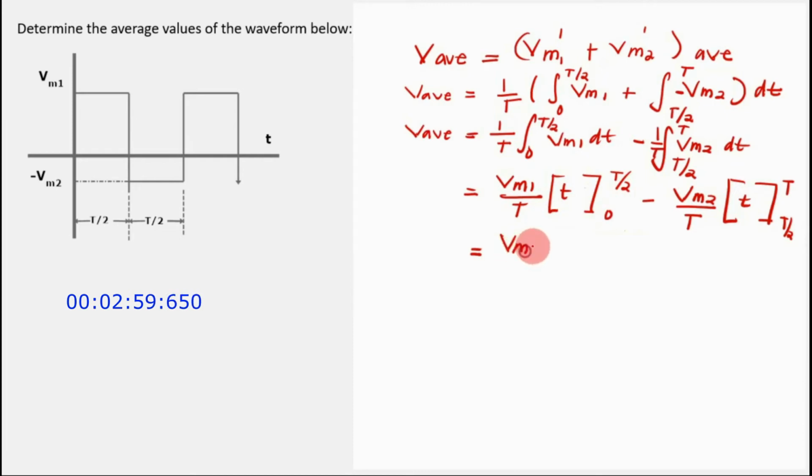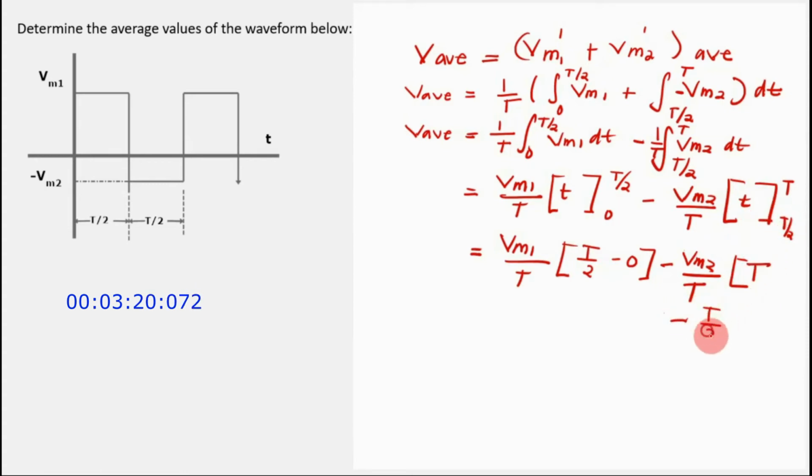So for this term, that is Vm1 over T, substitute it, so that is T over 2, and for 0, that is minus 0. And for this term, you have Vm2 over T, substitute here the big letter T, and subtract the T over 2. So that's it. Let's simplify further. For this term, the T will be cancelled out, and Vm1 over 2 remains because 0 makes everything 0. And for this part also, you multiply that one, and you multiply that one also.